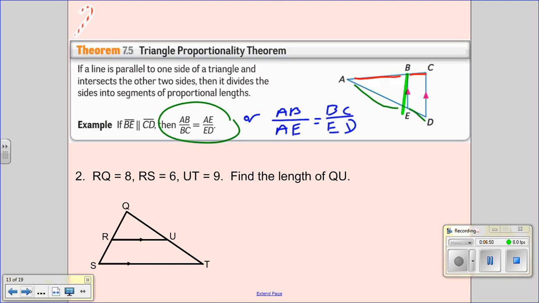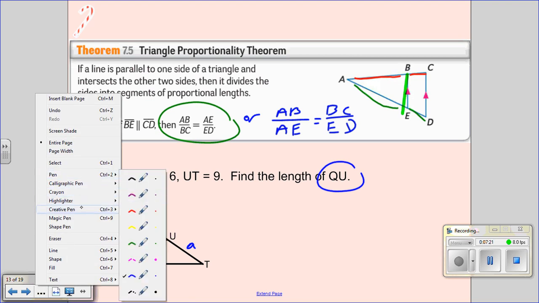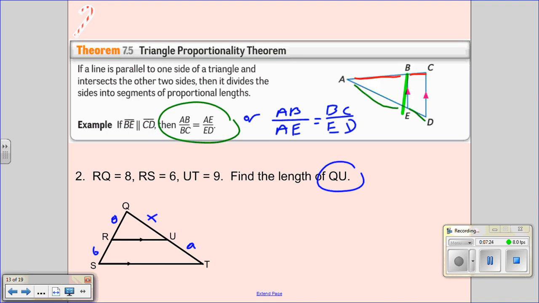All right, number 2 gives us some information, so let's label it on the picture. RQ is 8. RS is 6. UT is 9. And they want us to find the length of QU. So we don't know what it is, so let's give it a variable. You should notice that RU is parallel to ST because of the arrows.